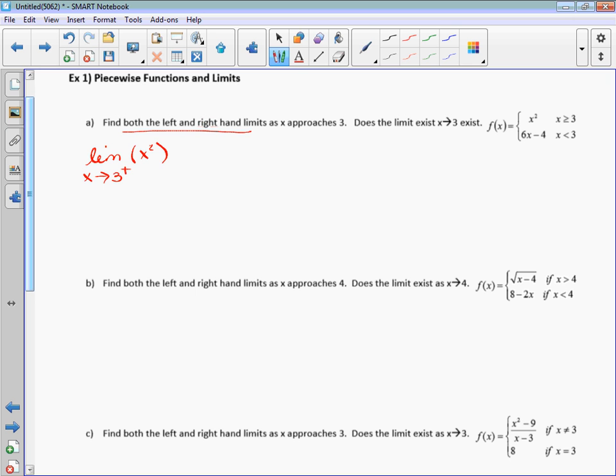Okay. So instead of writing f of x, I'm just going to write x squared. So then I can just plug in my value. That would be 3 squared, and I get 9 as my limit from the right.